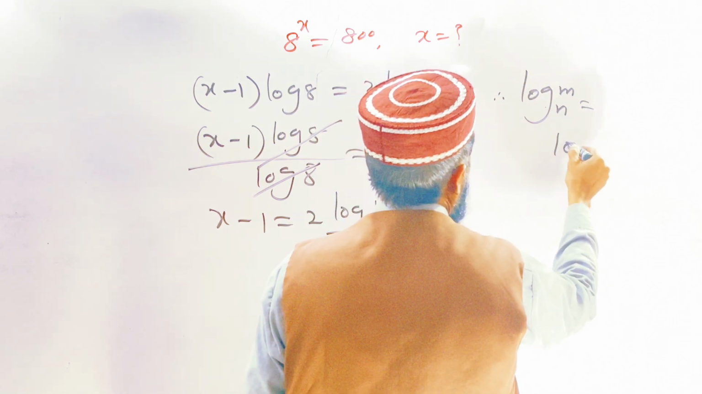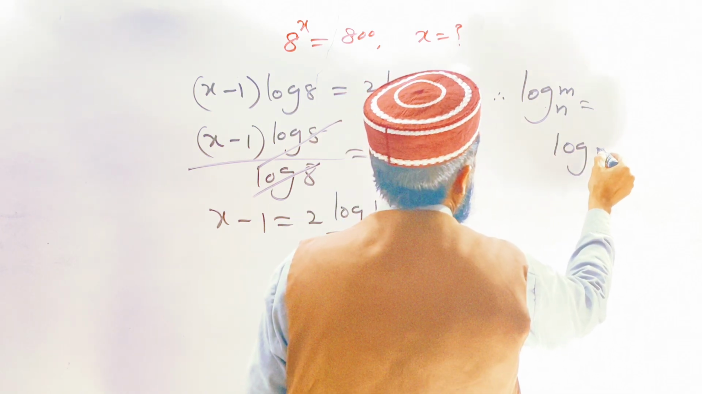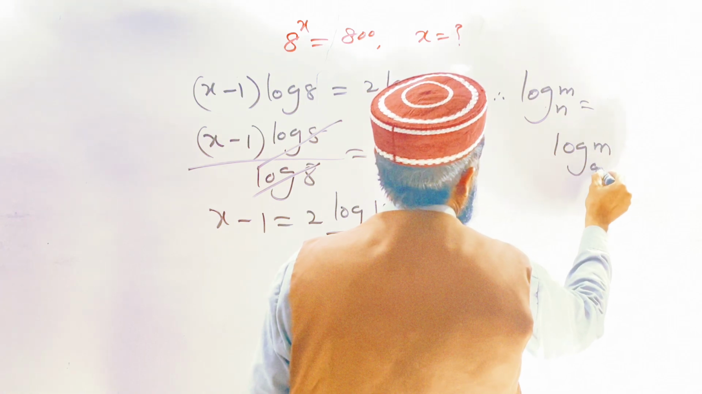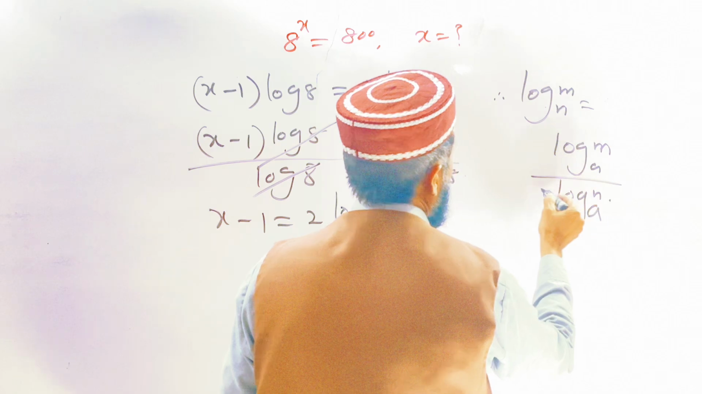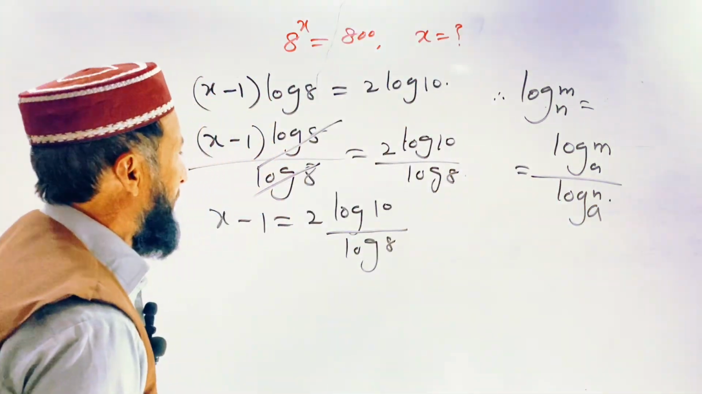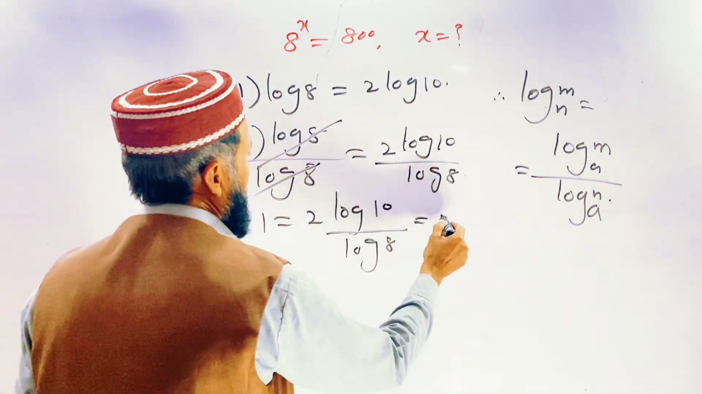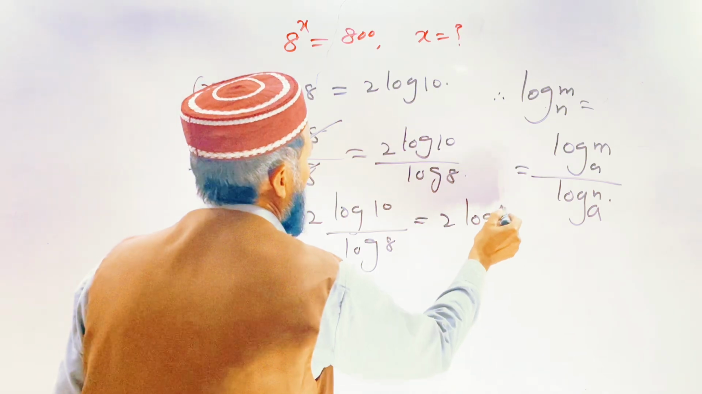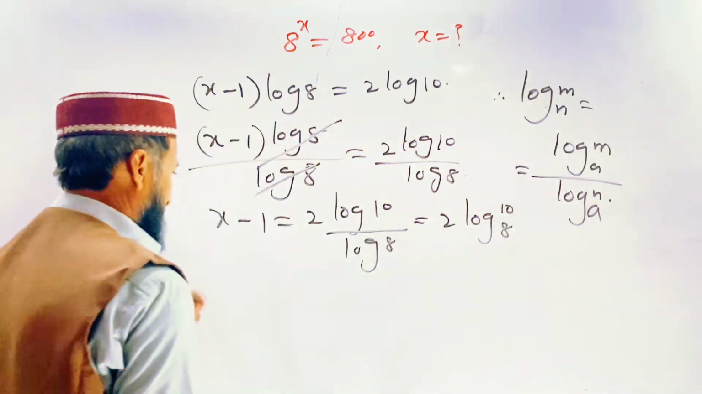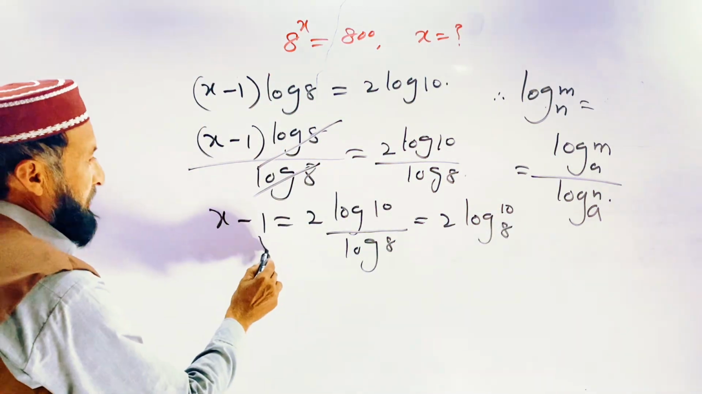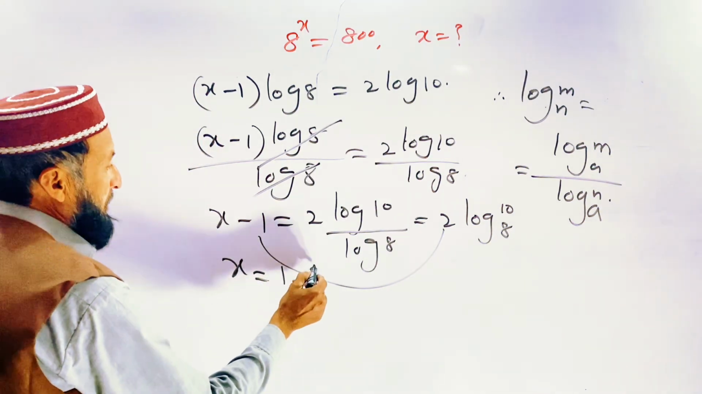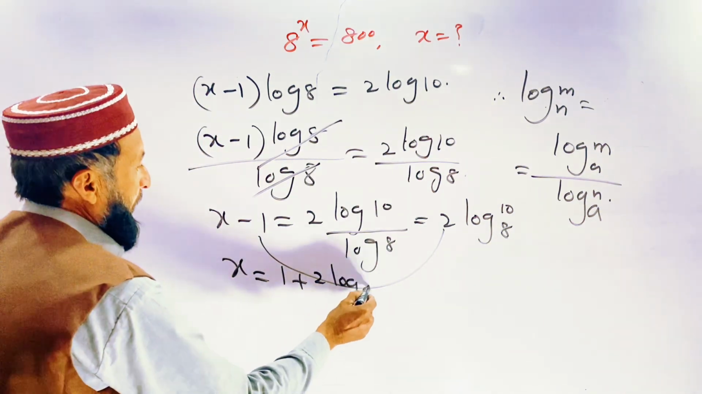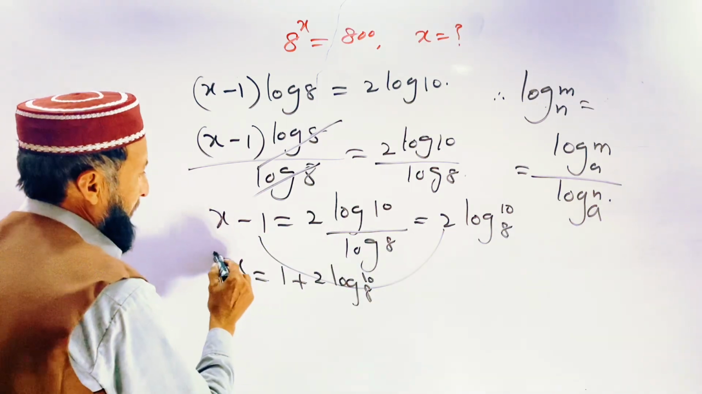So we can apply here log of n to the base a, divided by log of a to the base n. According to this law, we are applying it here. So we can write this as 2 log of 10 and here the base is 8. Now we move this 1 to the right side. So x is equal to 1 plus 2 log of 10 to the base 8, which is the required answer.